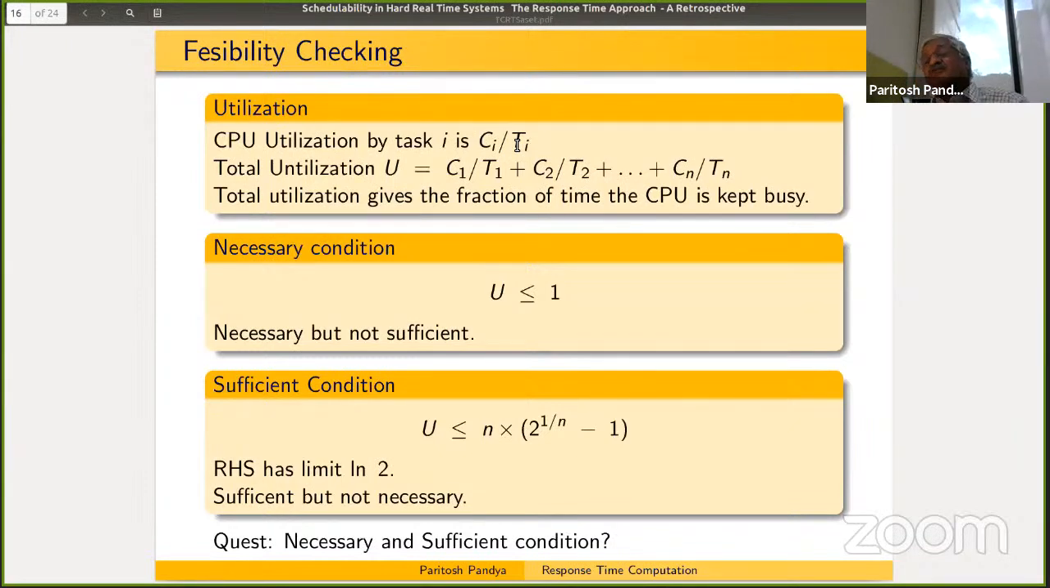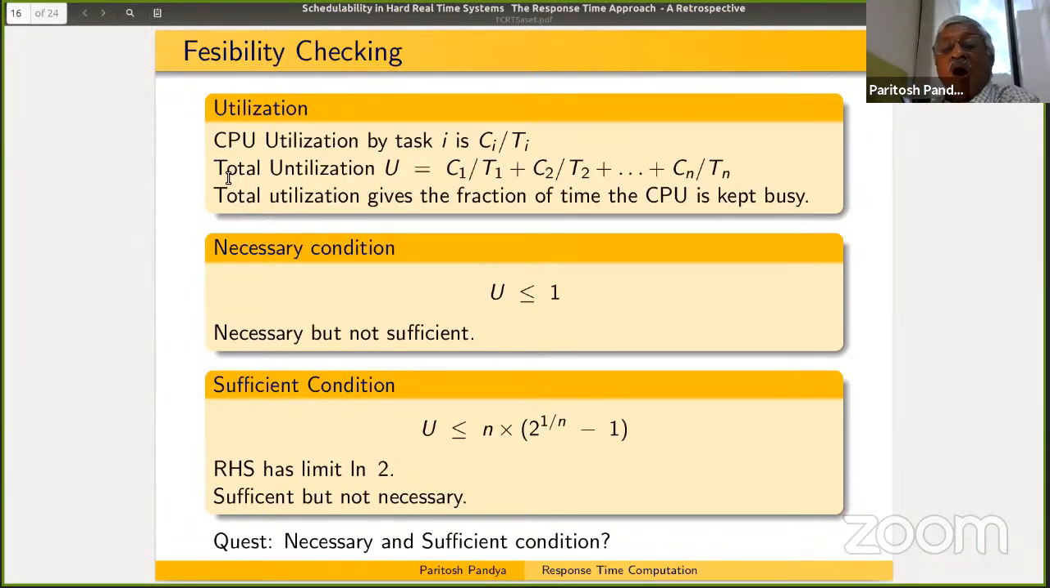And that story continues over a long duration because the periods repeat. So basically, the utilization of task i, Ci by Ti, gives you the percentage or the fraction of the time for which that task i loads the CPU. Is this clear? Straightforward, right? If my period is 2 and for each invocation of the task I require 1 unit of CPU time, every 2 time units I have to consume 1 time unit of CPU. So I'm keeping the CPU busy for 50% of the time and my utilization is 0.5.